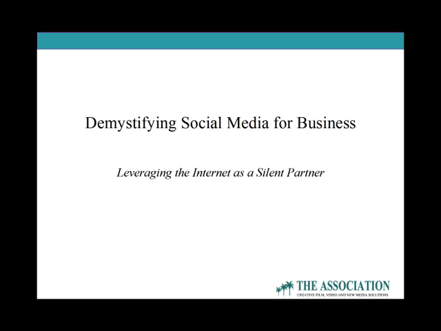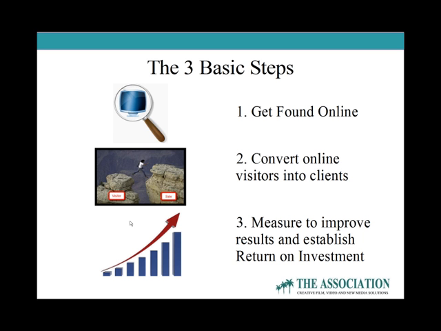Now there are three basic components to any online campaign. This may seem very simple, but I like to keep it simple. The first step is that you've got to get found. If they're not finding you, then obviously you won't be able to do anything. The second step is to convert those visitors into clients or customers. The third step is to measure to improve results and establish that return on investment. Everything that you've put into that campaign you should get back, as long as you have those first two steps and you can measure. So these are the three basic steps to every online campaign.